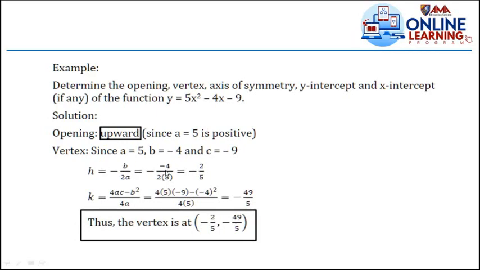So we have negative 4 divided by 2 times 5 is equal to, simplify it further, 2 times 5 is 10, no? Negative 4 divided by 10, if we're going to reduce that into lowest terms, we have negative 2 all over 5. Next, we have your k. K is equal to 4ac minus b squared divided by 4a. So if we're going to substitute that, we have 4 times 5 times negative 9 minus 4 squared all over 4 multiplied by 5.